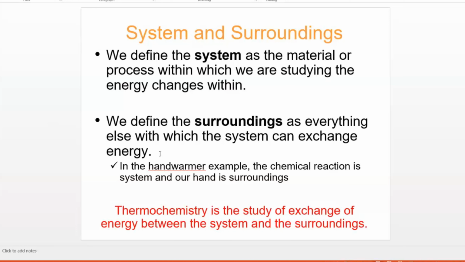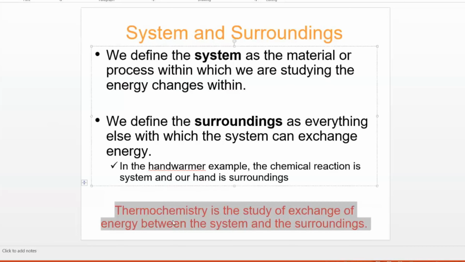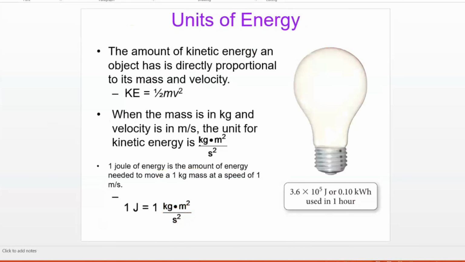So really what's happening in the world is there's a constant energy exchange between an ever-changing definition of a system and its surroundings. So the surroundings could be the universe. The surroundings could be everything that's not a chair. It all depends on what we define it as. And that's what thermochemistry is, the study of exchange of energy between the system and the surroundings. And we define the system all the time, and that changes.